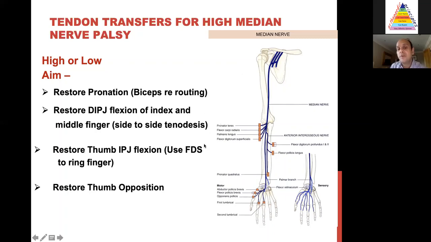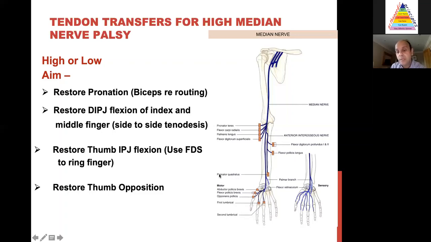Palmaris longus, we know it's not needed. FDS again not needed because you have flexor digitorum profundus. Flexor digitorum profundus to middle and index is gone, but we can do a tendon transfer for flexor digitorum profundus. So FDS, we don't need to do tendon transfers. Then flexor pollicis longus, it is used to flex the IPJ of the thumb, which is very important because the thumb is 40% of your hand function. So we need to do a tendon transfer for flexor pollicis longus.